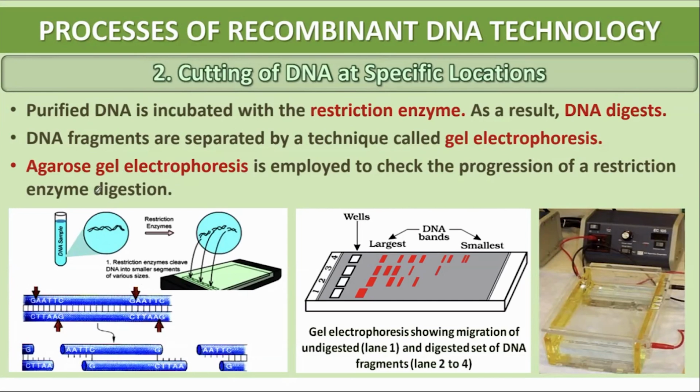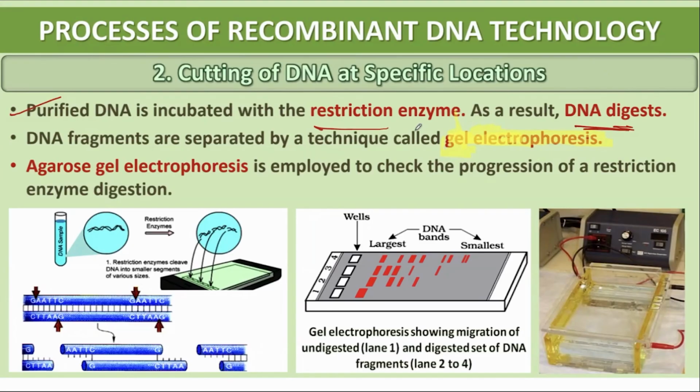So purified DNA is incubated with the restriction enzyme. As a result, DNA is digested. So we use restriction enzymes in order to cut our DNA. After the digestion of the DNA, we use a technique called gel electrophoresis. Again, this is one of the important topics. After cutting the DNA, we need to separate the DNA fragments.